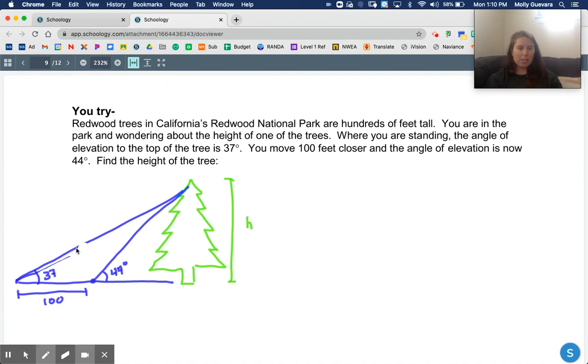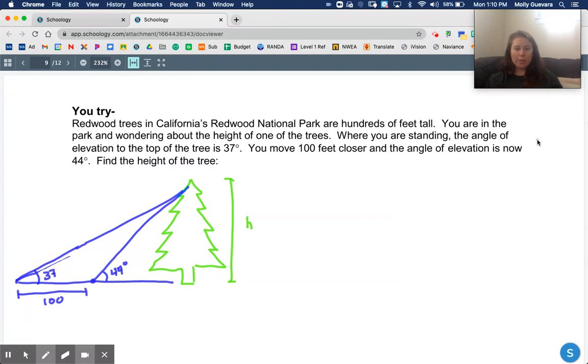So my hint to you is that you may have to find a lot of other pieces before you can just jump right to H. So keep that in mind. And so go ahead, pause the video, start filling in things that you can find, and when you're ready to go over it, hit play.